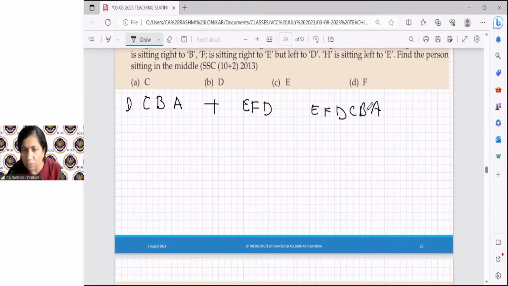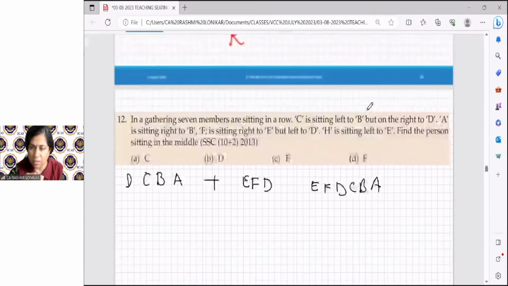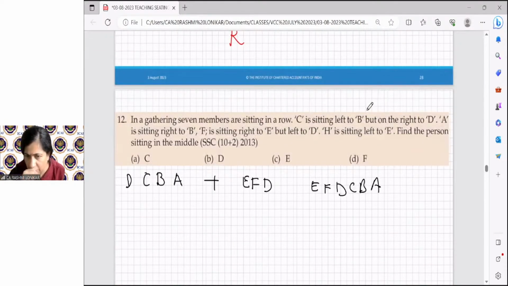1, 2, 3, 4, 5, 6. A, B, C. One thing is still remaining. H is sitting to the left of E. So H, 1, 2, 3, 4, 5, 6, 7. H, E, F, D, C, B, A. Find the person sitting in the middle. 1, 2, 3, 4. So D is sitting in the middle. 12th, what is the answer? B is the answer.